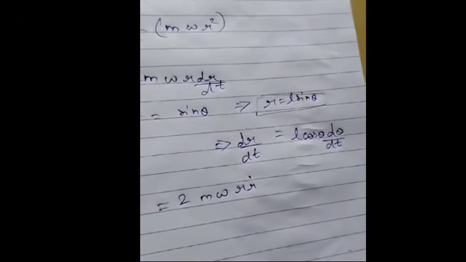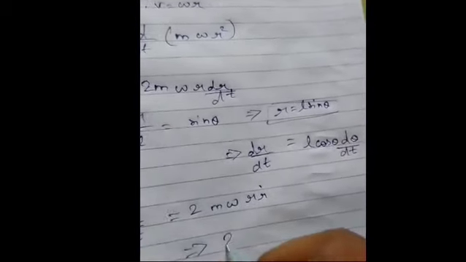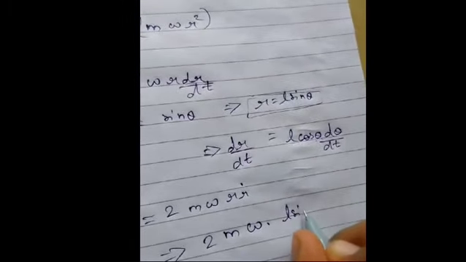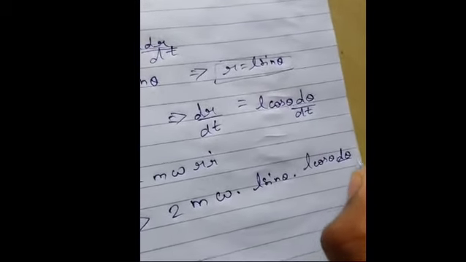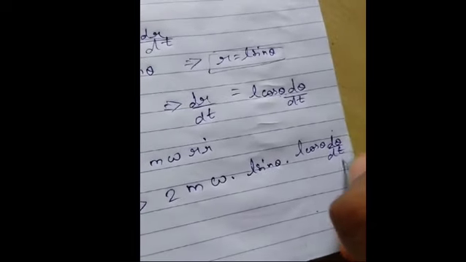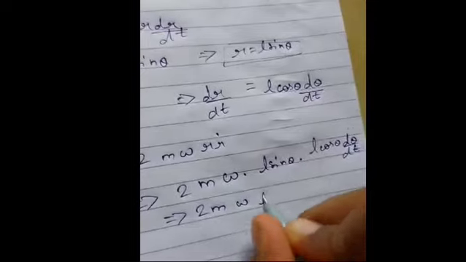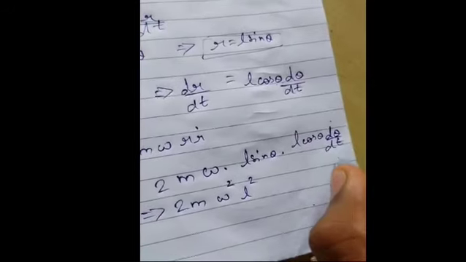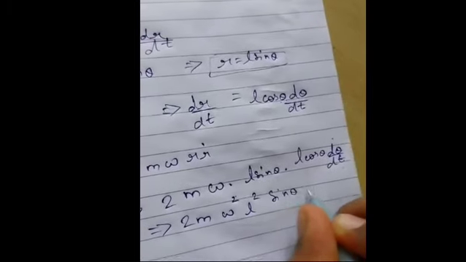Now we can substitute r and dr by dt in the given equation, wherein we can get 2m omega into L sine theta into L cos theta into d theta by dt. d theta by dt can be written as omega, which is nothing but angular velocity. So from here we can write 2m omega L squared. So we are going to get omega square, because d theta by dt is omega, and omega into omega we are going to get omega square, sine theta cos theta.